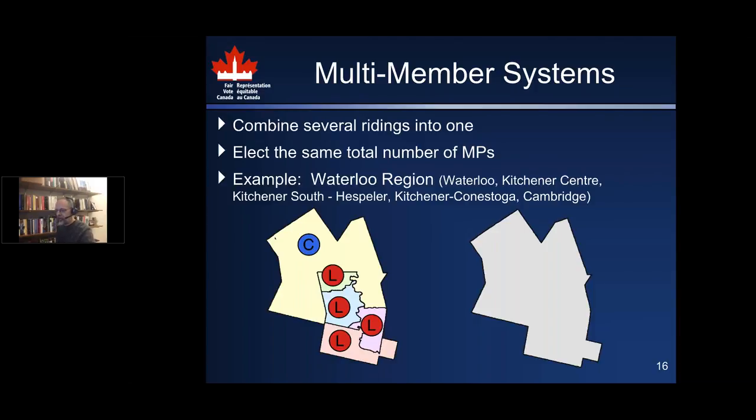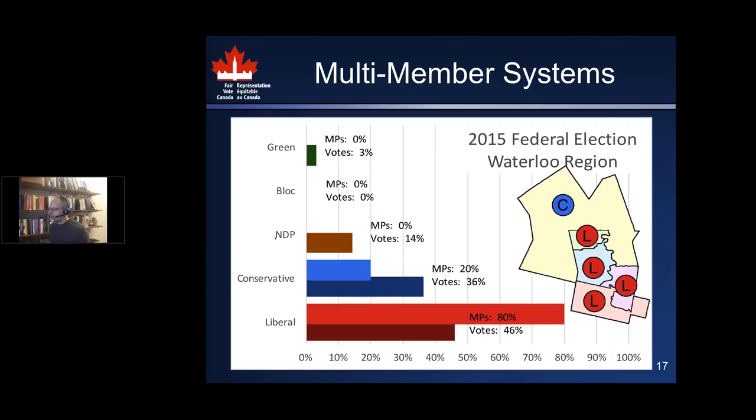In the 2015 election, those five ridings elected four Liberals and one Conservative. But if we pooled our resources and all voted together for five people, then we might come up with different results, and hopefully they would be much more proportional. In the 2015 federal election, with four Liberals and one Conservative in this area, the Liberals got way more seats than they deserved: 80% of the MPs, only 46% of the votes.